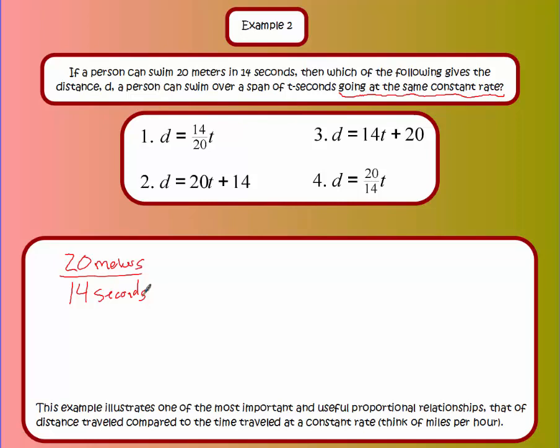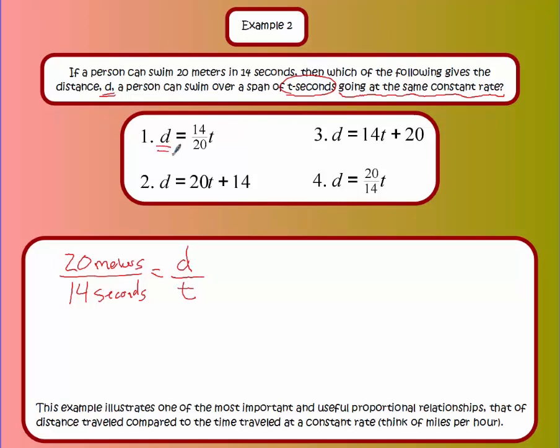Okay, and it says, which of the following gives the distance d a person can swim over a span of t seconds? So the distance is d, so that's in the top here. And the seconds are t, that's in the bottom here. So what do I want to solve for? It says, which of the following gives the distance d a person can swim over a span of t seconds? We're going to solve for d.